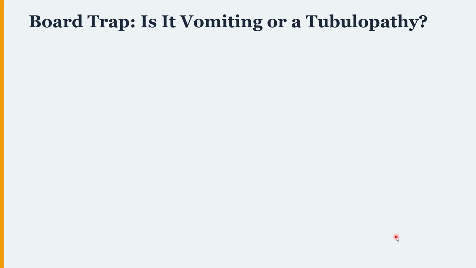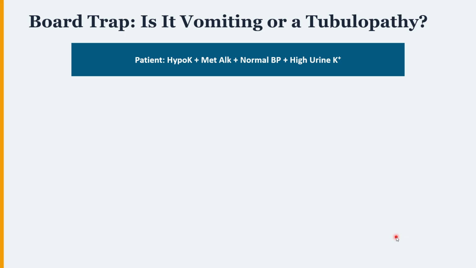You get a patient with hypokalemia, metabolic alkalosis, normal blood pressure, and high urine potassium. Looks like Bartter or Gitelman, right? Not so fast. Vomiting can present exactly the same way. The alkalosis from vomiting causes bicarbonate-uria, which drags sodium and potassium into the urine. So the urine potassium is high, even though this is a GI problem.